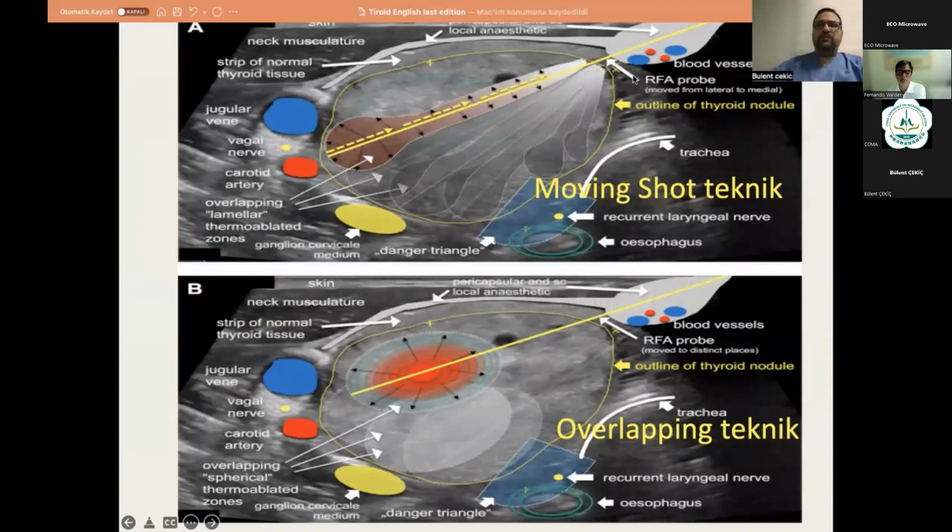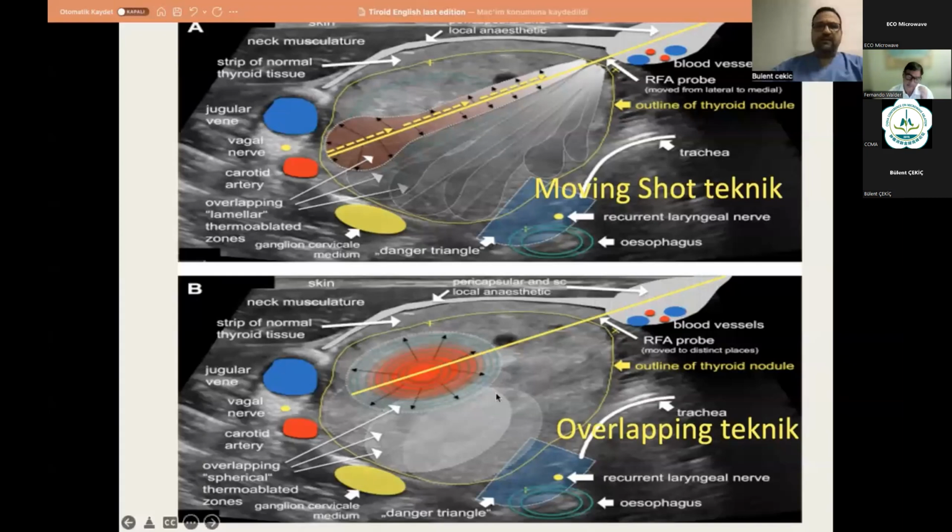The overlapping technique is for non-cooling ablation systems. The disadvantage of the overlapping technique is that we cannot ablate the peripheral margins, and the risk of thermal damage is higher in the overlapping technique.